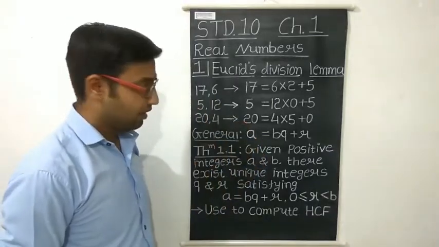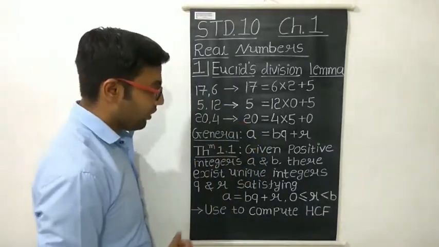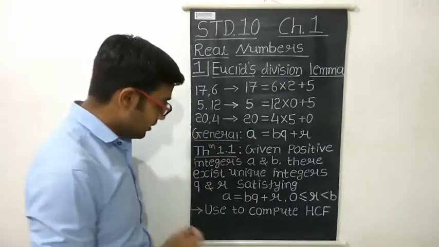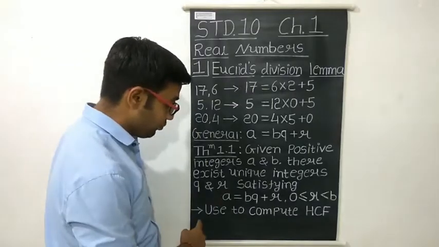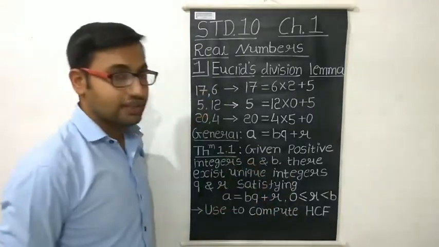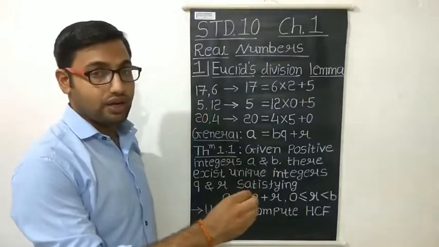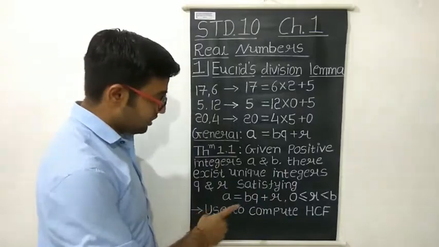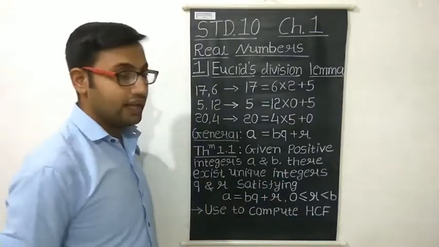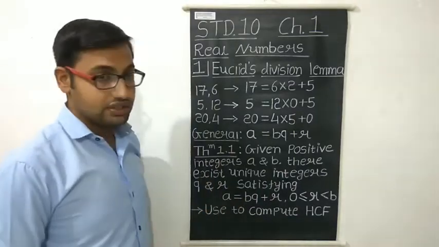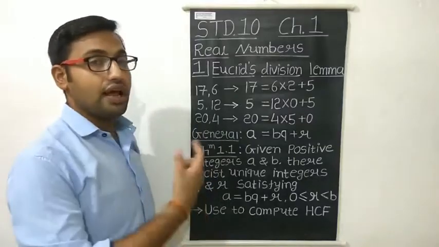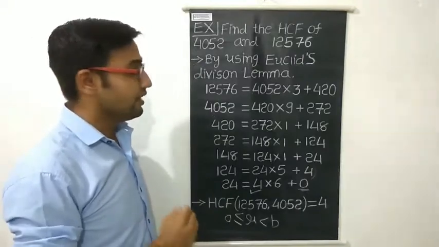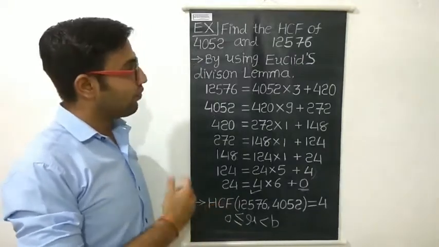Okay. So now, where do we use this Euclid's division lemma? We will use it to compute the HCF, the highest common factor, of two positive integers. One more concept we will study is called Euclid's division algorithm. So let us understand how to use Euclid's division lemma to find the HCF.